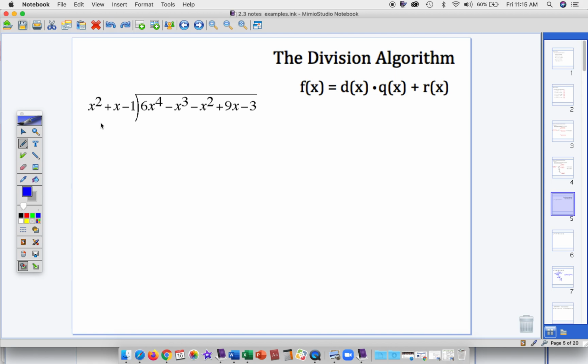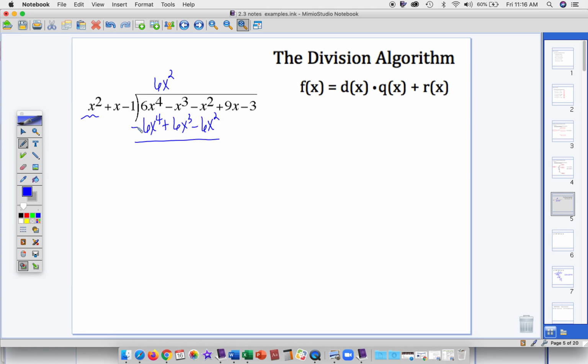So let's go ahead and try this division together. Now this should be reviewed from Algebra 2, but we're going to go through it step by step. If you remember, you divide the first term into the first term. So x squared into 6x to the fourth is 6x squared. Then I distribute that 6x squared over all three terms. So I get 6x to the fourth plus 6x cubed minus 6x squared.